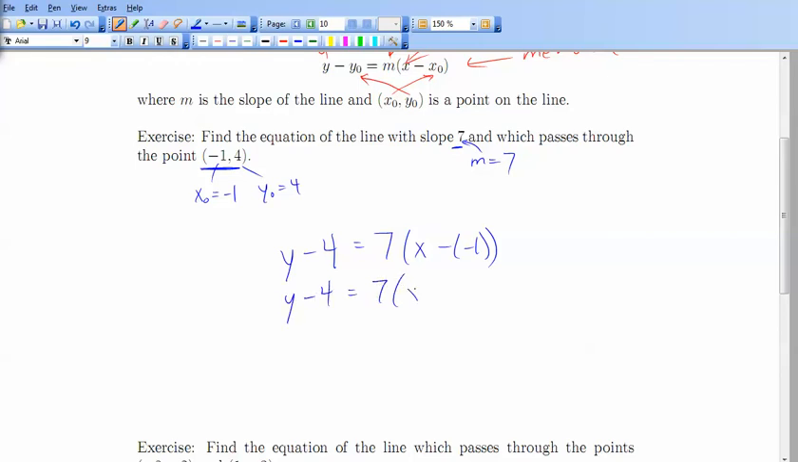Of course, x minus negative 1 is just x plus 1. I can distribute the 7 and then just bring the 4 over, adding 4 to both sides. So there we have it. The equation of our line in slope-intercept form is y equals 7x plus 11. Very simple, and you can use that formula at the top of the page.